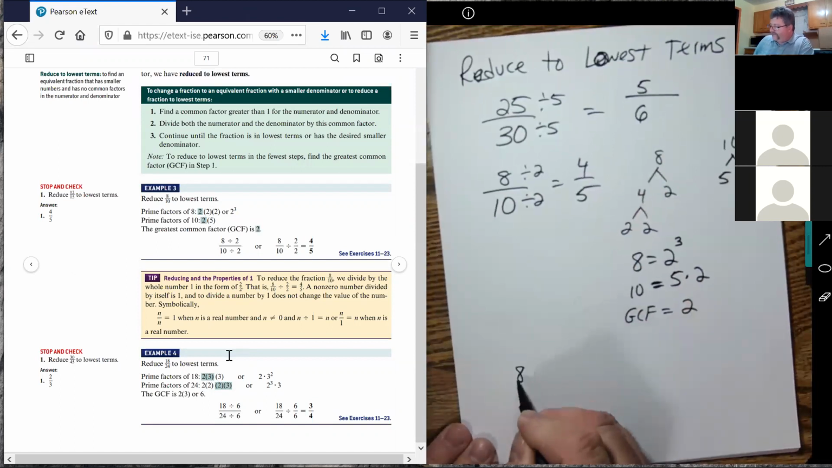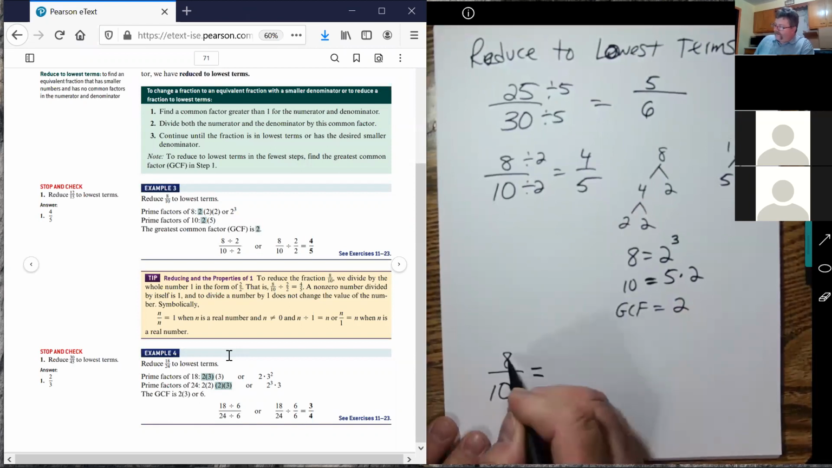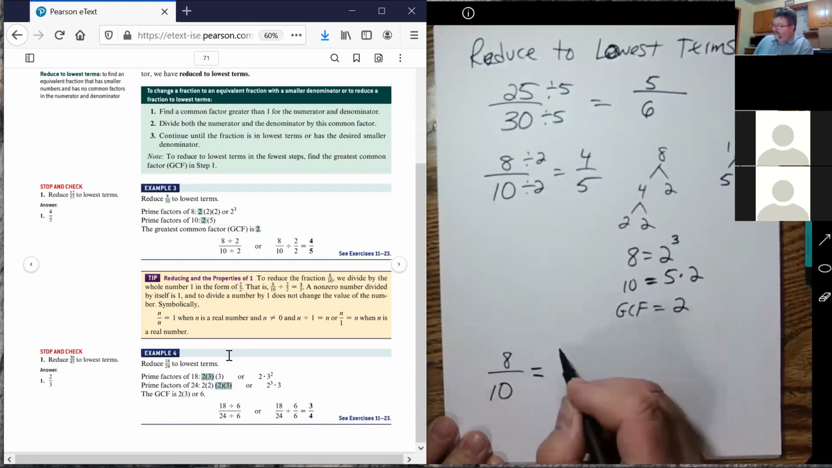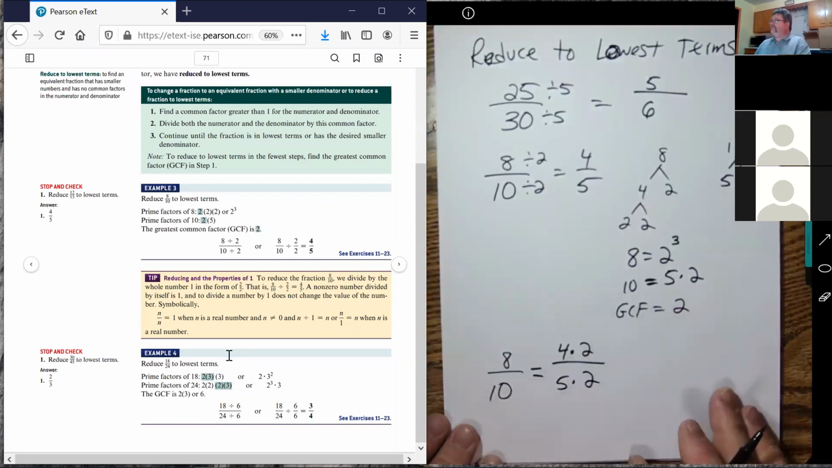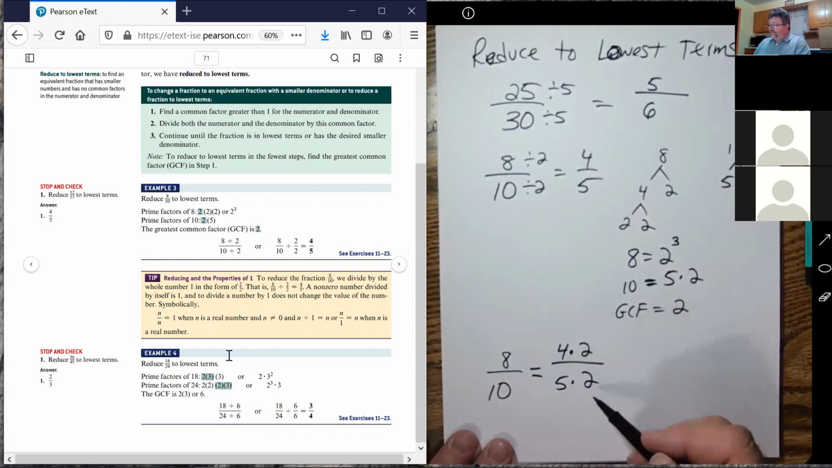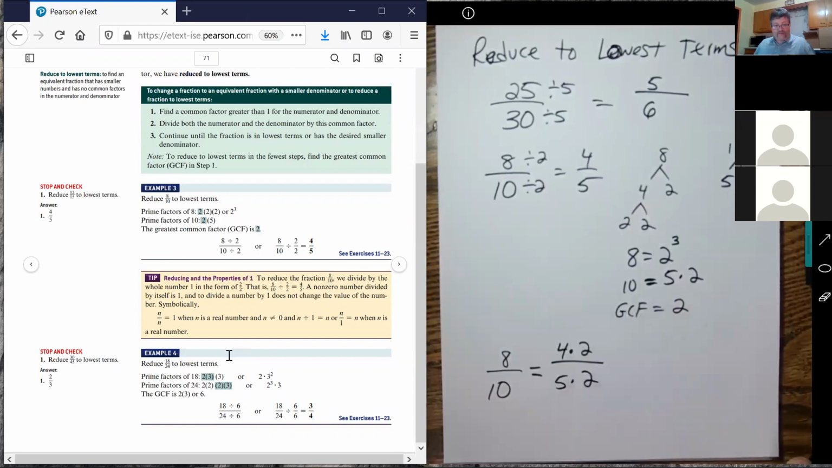I just say, okay, 8 over 10. Let me factor my 8. Now here's where I'm going to start factoring horizontally. 4 times 2 is 8. Let me factor my 10. 5 times 2 is 10. And you can see I've got this 2 over 2 here, which divides into a 1.